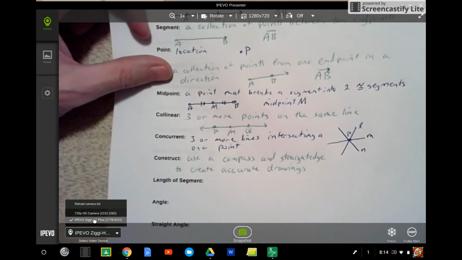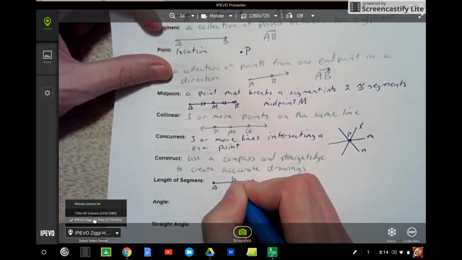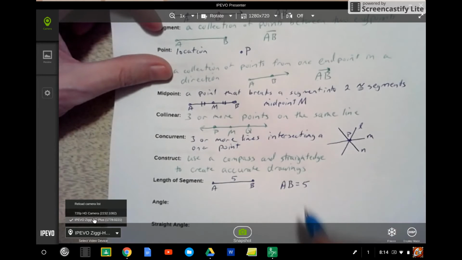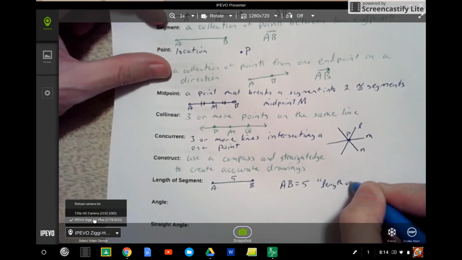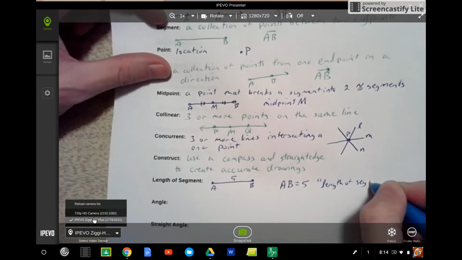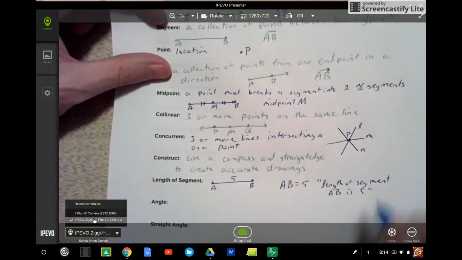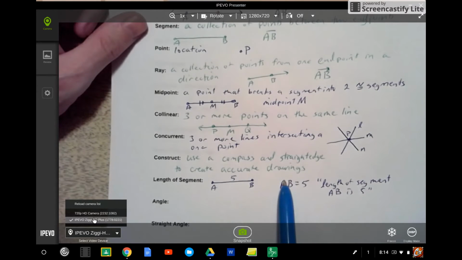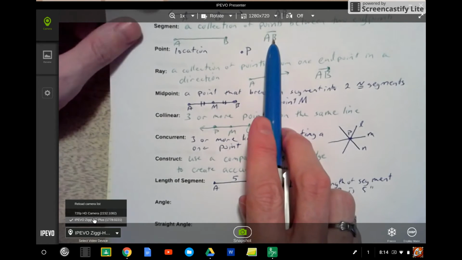Length of a segment. Remember we said length of a segment? If I've got segment AB, and it is a length of 5, then I'm going to say AB equals 5. And what that reads as, the length of segment AB is 5. Okay, so understand the difference between the length of a segment not having any symbol and a segment having a symbol over it means we're talking about the figure. Okay.